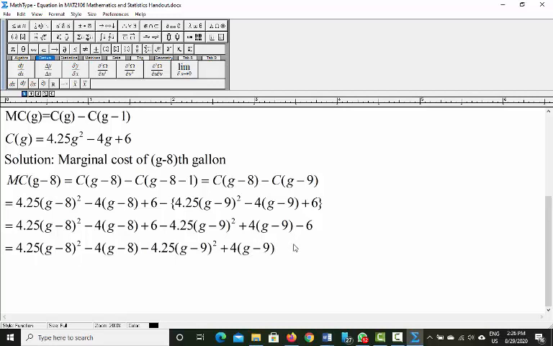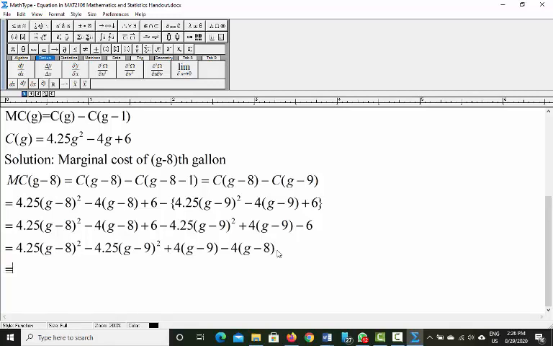So now we need to bring similar items on the same side. Let us bring this one here. We need to bring all the squares on the same side, like that. We can also bring these ones here, like that.